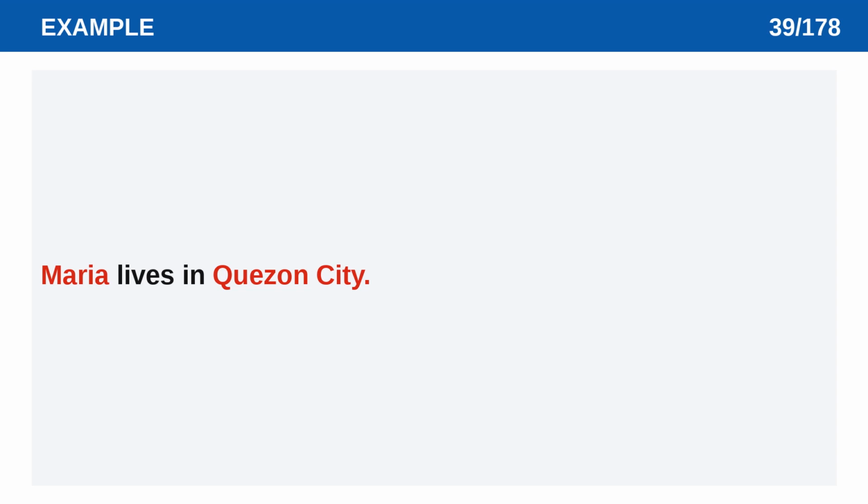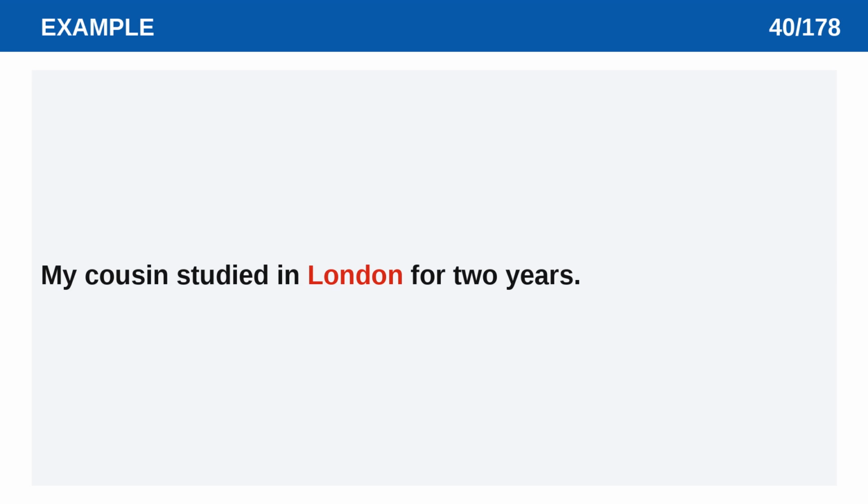Let's put this in a full sentence. Maria lives in Quezon City. Both Maria and Quezon City are proper nouns, so both are capitalized. One more example. My cousin studied in London for 2 years. London is a specific place, a proper noun, so it is capitalized.